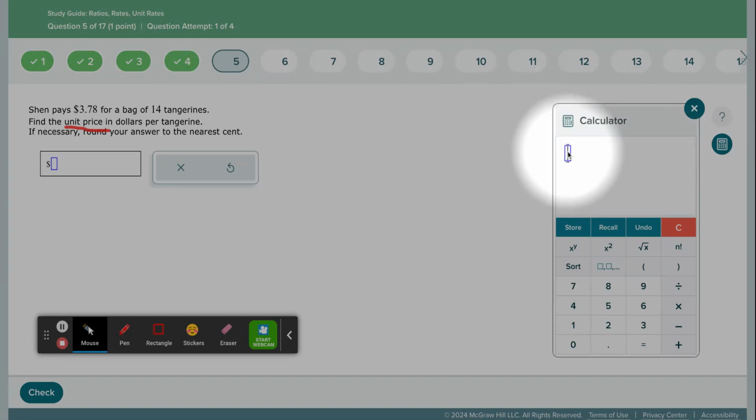So I'm going to take the amount of money that Sean is paying, $3.78, and you always divide. Unit prices are division problems. If I'm paying $3.78 for 14 tangerines, if I take that cost and chop it into 14 pieces, I'll know how much I'm paying per tangerine, right? So you always start with your money and divide by however many things you're buying. I'm buying 14 tangerines. So 0.27, right? What does that mean in terms of money? That is 27 cents per tangerine.